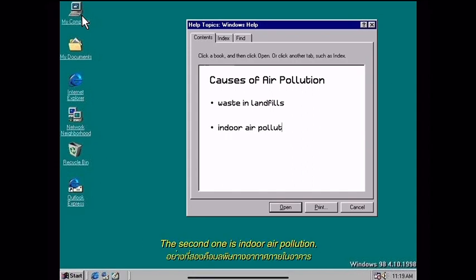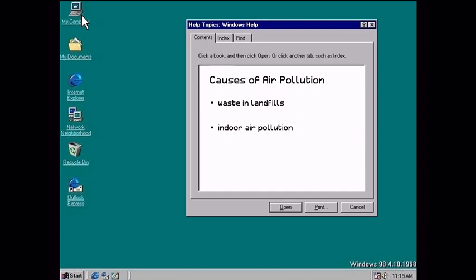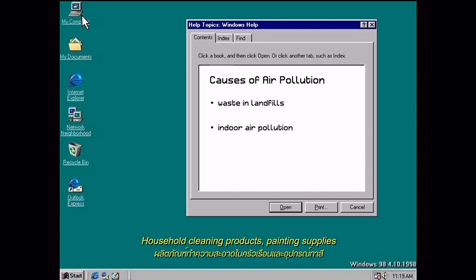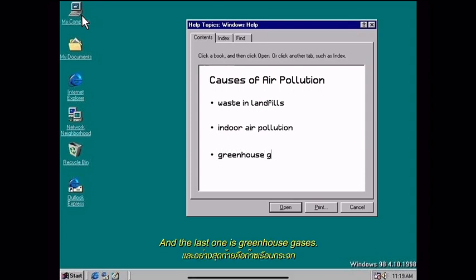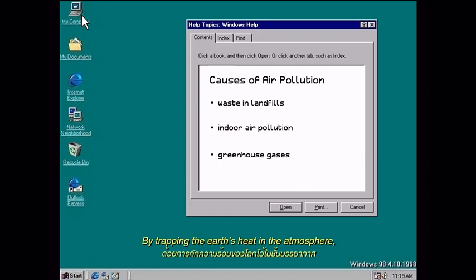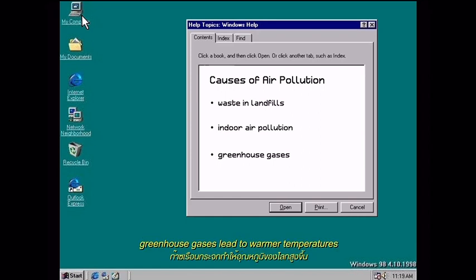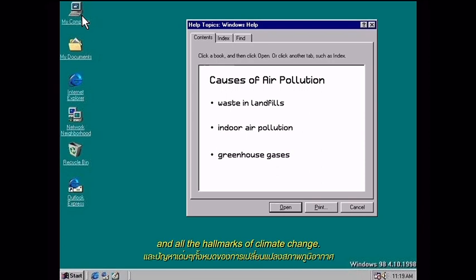The second one is indoor air pollution. Household cleaning products and painting supplies emit toxic chemicals in the air and cause air pollution. And the last one is greenhouse gases. By trapping the Earth's heat in the atmosphere, greenhouse gases lead to warmer temperatures and all the hallmarks of climate change.